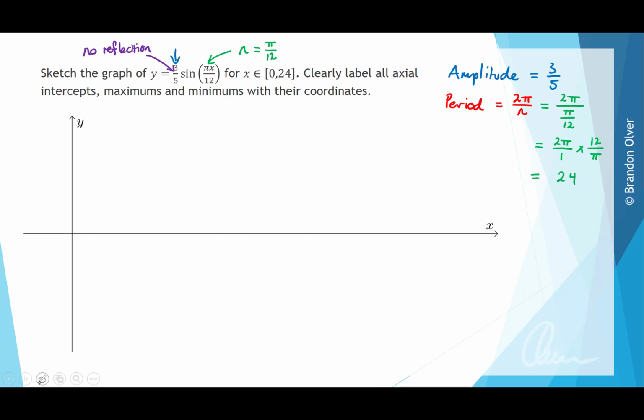And that's quite convenient because we want to sketch it between 0 and 24, which turns out to be exactly one period of the graph. So as there's no reflections, our sine graph will just look something like this. And now our job is to label all of the maximum, minimums, and axial intercepts.